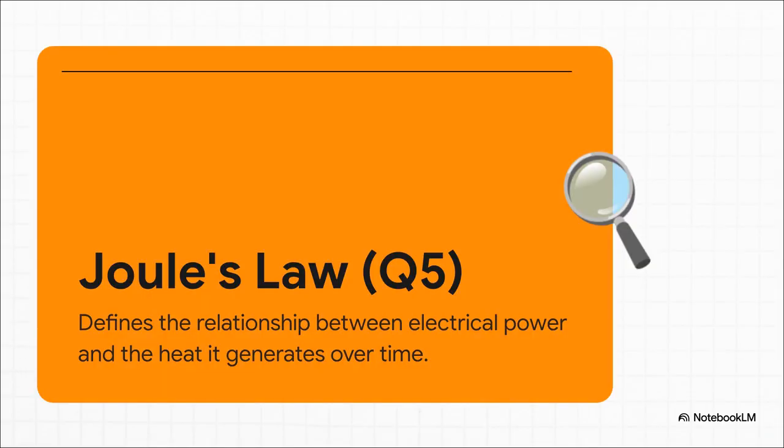So where does all that energy go? Remember our question from the very beginning about how a heater works? Well, Joule's law is the answer. It's the rule that connects electrical power directly to the heat it creates. When electrons struggle to get through a resistor, that energy doesn't just disappear. It gets converted straight into heat.